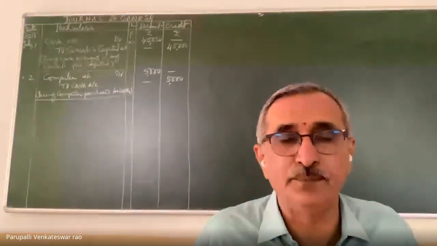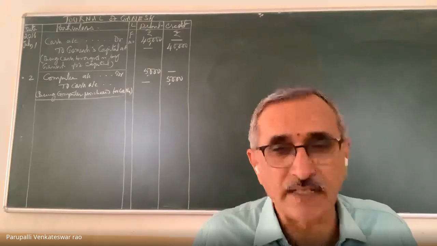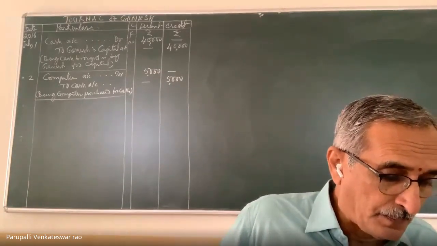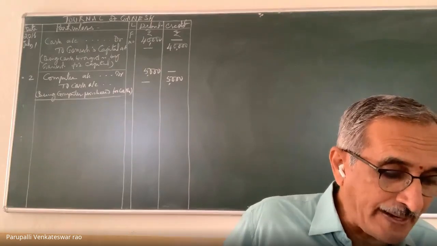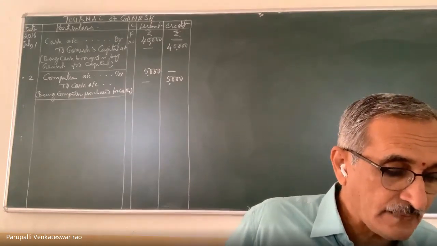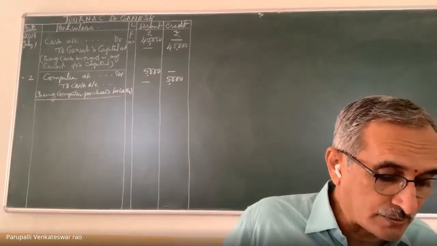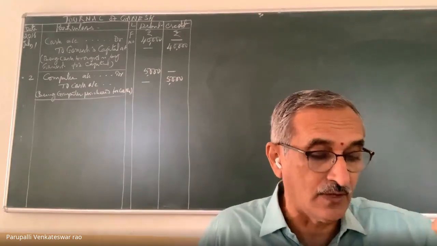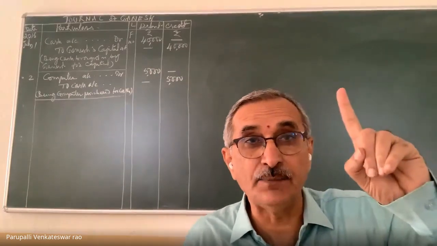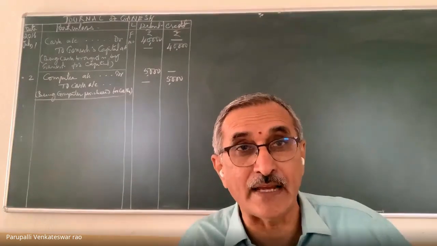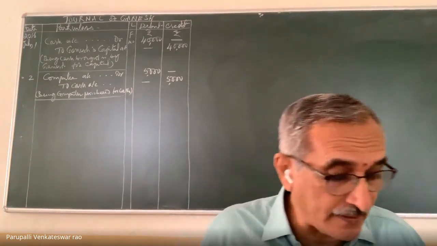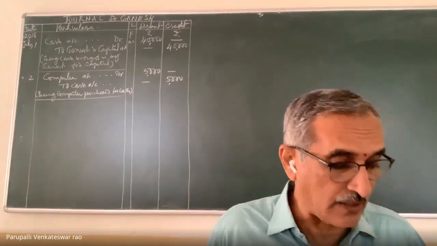Narration: being goods purchased on credit. Next one. On 16th, paid to Shankar. Look, we purchased goods from Shankar on 5th July, 6,000 on credit. Now we are paying a part of it. We purchased 6,000 earlier. Now we are paying Shankar rupees 4,000.